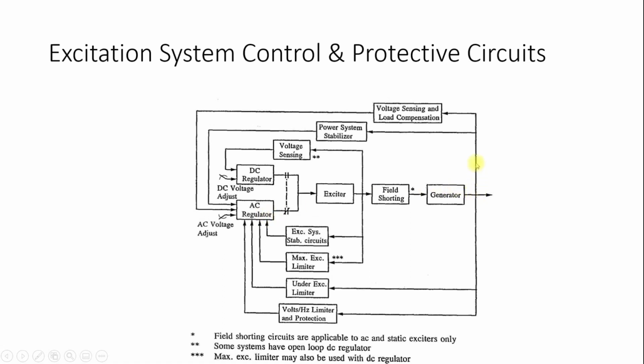This AC regulator is going to see what is the output of the generator, and based on this it is going to give the input to the exciter. And then we have this secondary control from the power system stabilizer, and this stabilizer is going to provide the input to the regulator also. This is going to be the additional input to the regulator to make sure that we reduce the oscillations in the system.